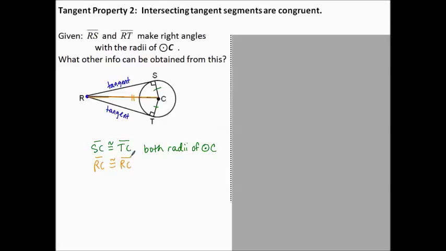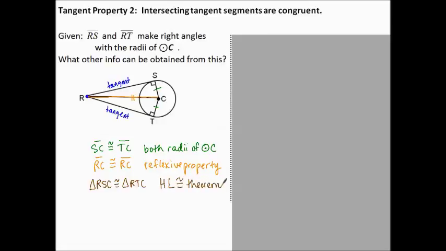Do you remember what property tells us that? It's a shared side, but we say the reflexive property tells us that a segment is congruent to itself. So notice what we have here. A triangle with two congruent sides and a right angle congruent to a triangle with two sides and the right angle. So these triangles are congruent. Triangle RSC is congruent to triangle RTC by the hypotenuse leg congruence theorem.